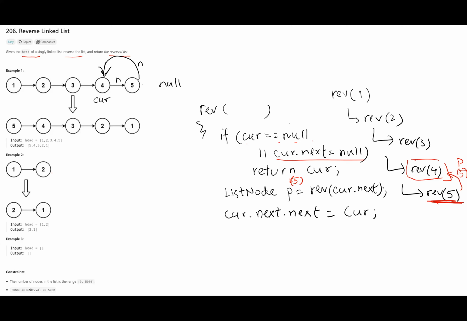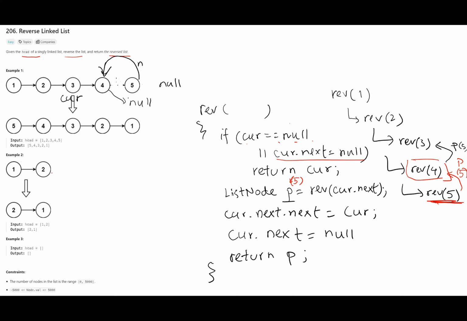Next thing I have to do is remove this link, right? I have to remove this link and set this one to null. So current dot next goes to null. And then what do I return? I return the same thing, this P, right? So I return P again. P has 5 in it. So I return P. Now, next time you see my current node is here, 3, right?